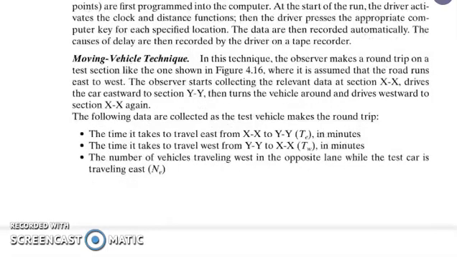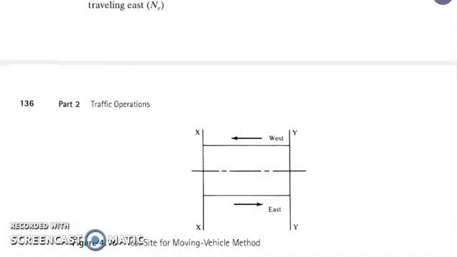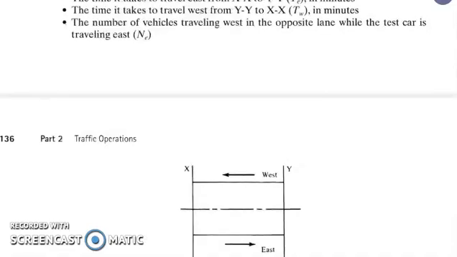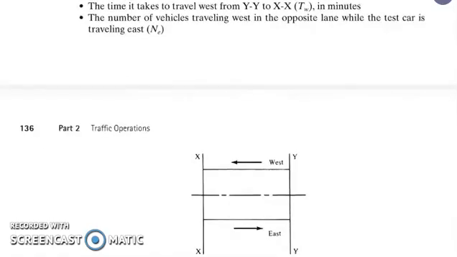This is the illustration of our test site for the moving vehicle. We have the movement of the vehicle: it travels east from x to y, then travels west from y back to x. We also have the number of vehicles traveling west in the opposite lane while the test car is traveling eastward.